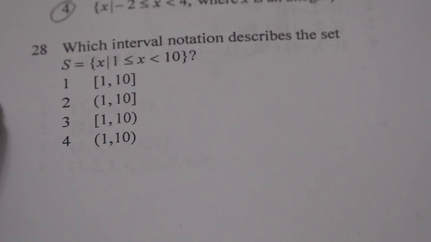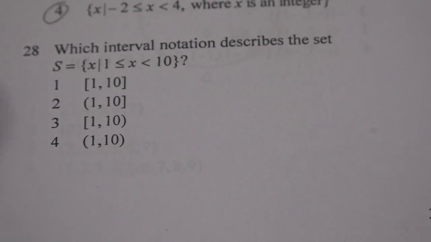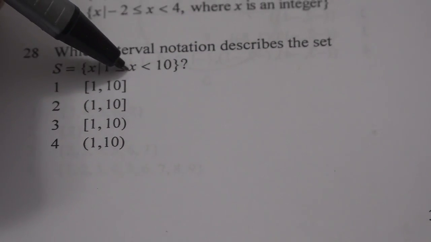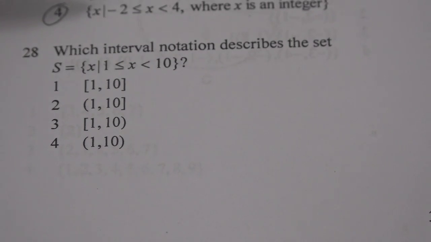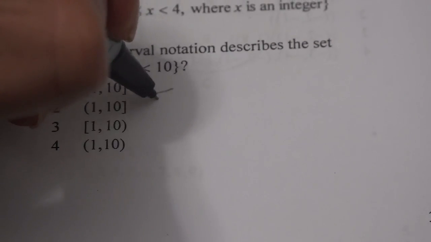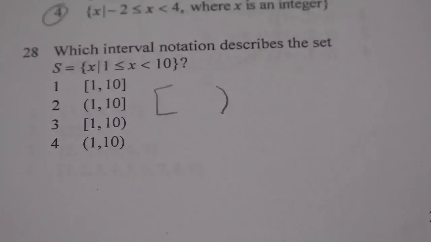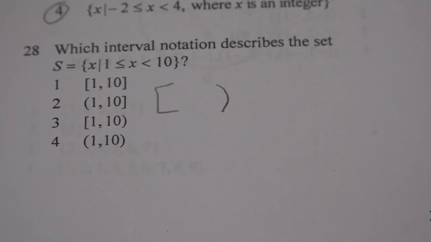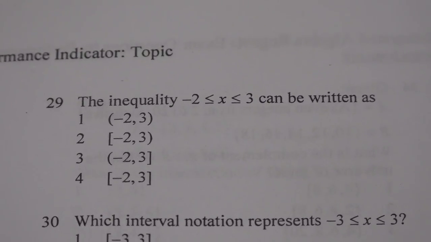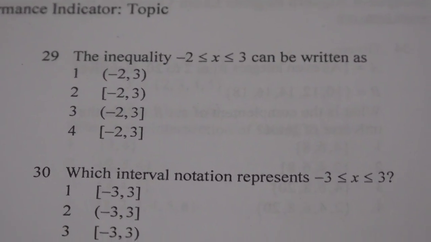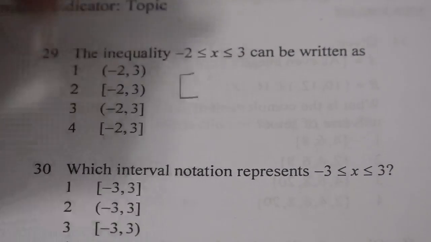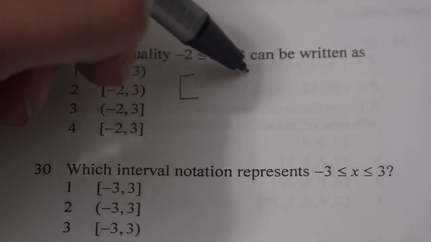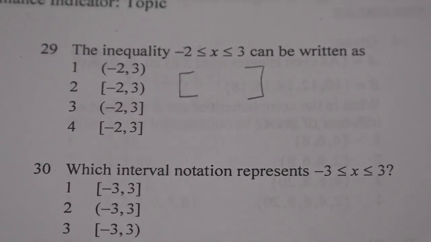Okay, all the numbers. Look, is 1 included here? Yes. Is 10? No. So then you're gonna go like this, and then you're gonna go like that. Correct? The inequality can be written as, okay, is -2 included? Yes. Is 3 included? Yes. Beautiful, right?